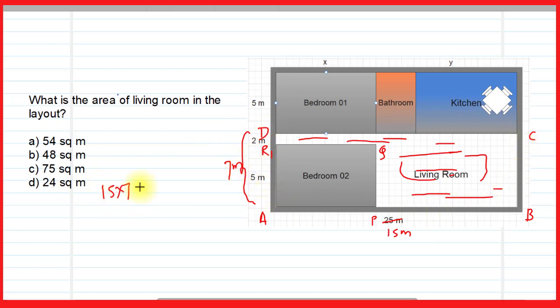So 15 into 7 minus area of this bedroom. We have already calculated this. A bedroom area is 30 square meter. So this area will also be 30 square meter. So it will be minus 30. And so 15 7s are 105 minus 30, which is equal to 75 square meter. And so friends, here the C option will be the correct option, that is 75 square meter will be the area of the living room.